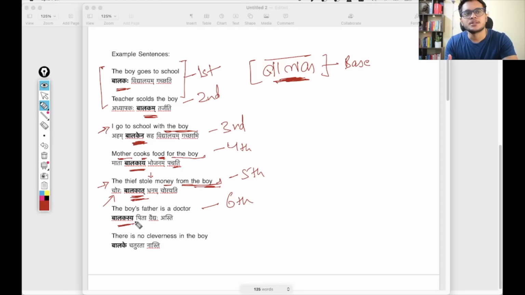So whose pen is this? Okay, this is boy's pen. Whose father is this? This is boy's father. So boy's father, balakasya pita. Sixth case, right? And the last case, there is no cleverness in the boy.